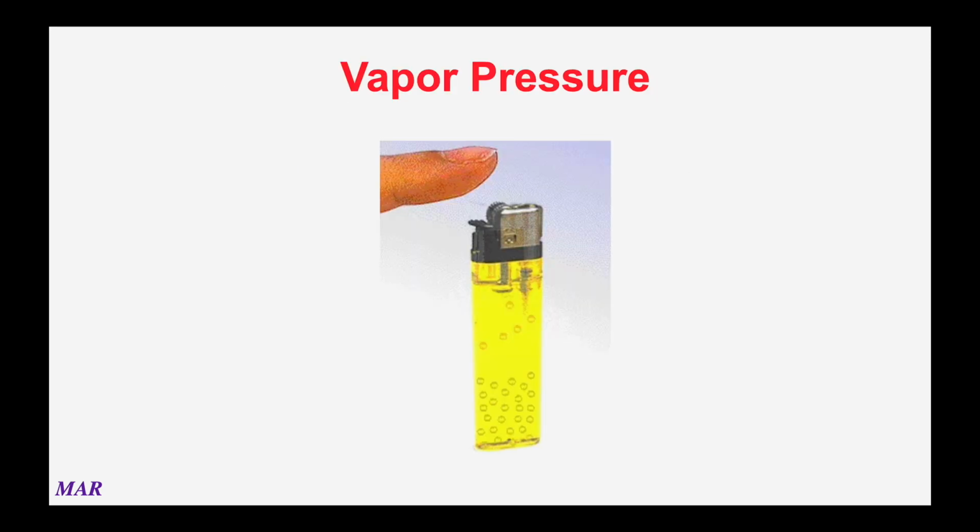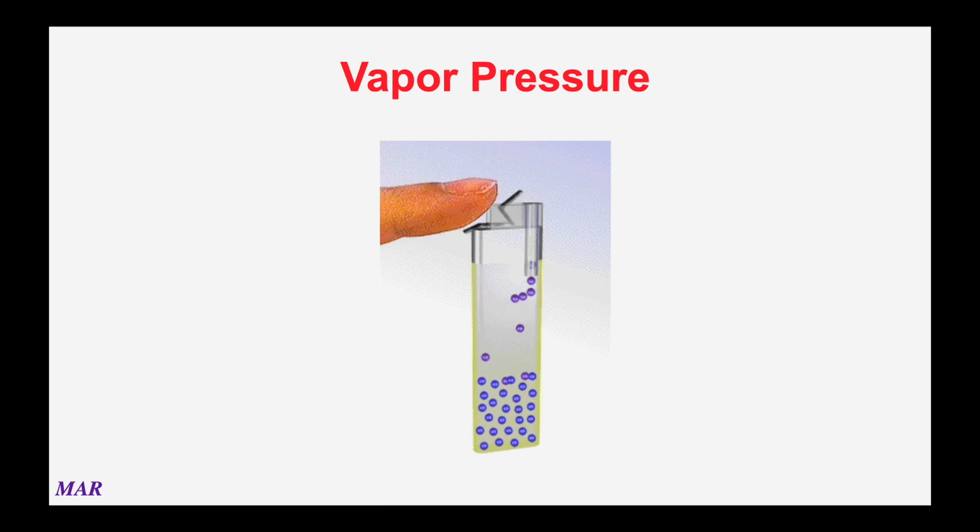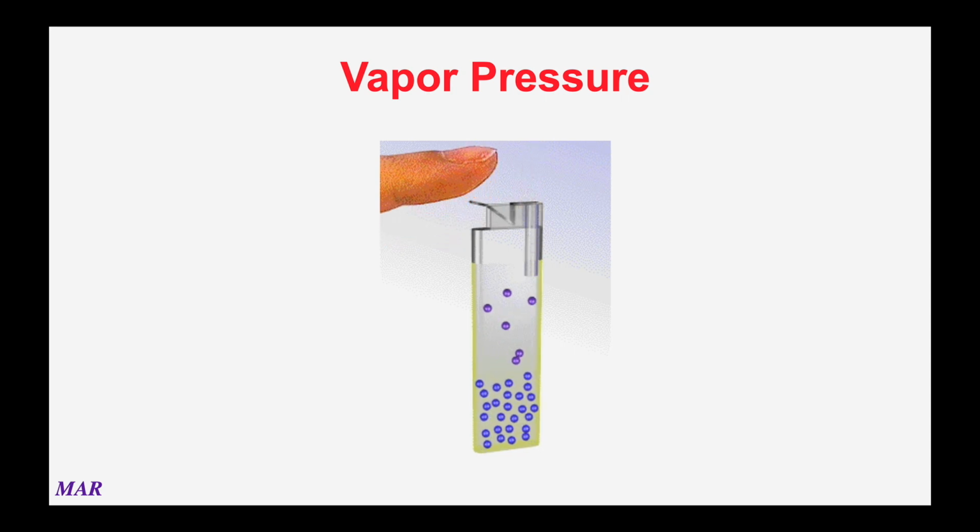The liquid in the butane lighter is in dynamic equilibrium with the gaseous butane, which has a vapor pressure of about 2.4 atmospheres. When the valve is opened, butane gas escapes from the lighter, the system goes out of equilibrium, and liquid butane rapidly evaporates into the gas phase. When the valve is closed, the system quickly comes to equilibrium again, with the pressure of the butane vapor equal to 2.4 atmospheres.